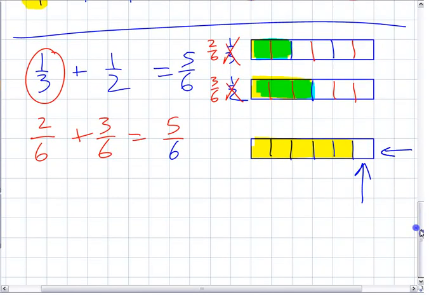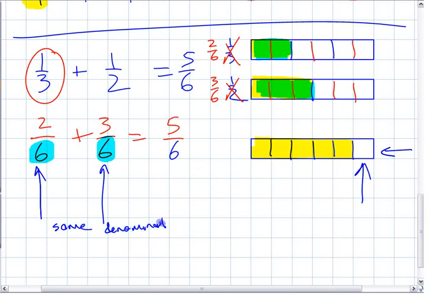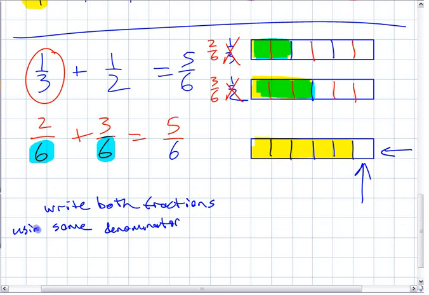For adding and subtracting fractions, you do this. You make, these have the same denominator. Okay? You write the 2 fractions with the same denominator. Write both fractions with the same denominator. Then add the top numbers. Okay?